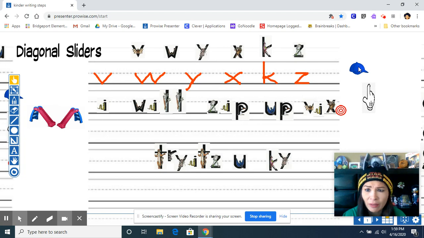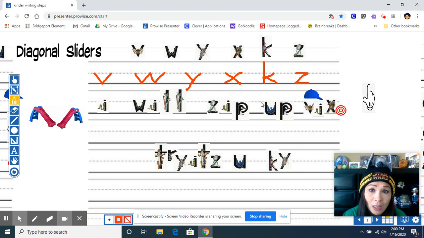And now we're going to see if we can check for capitals. The word I always needs a cap. I will zip up Vix. And Vix is a name, so we need to put a cap on the name as well. Okay, now we're going to write the sentence. So you have your pencil ready and you can write with me.